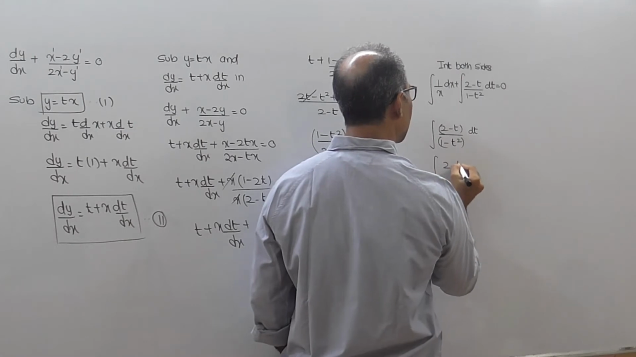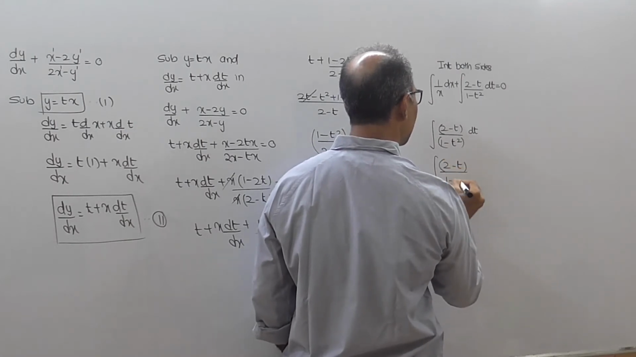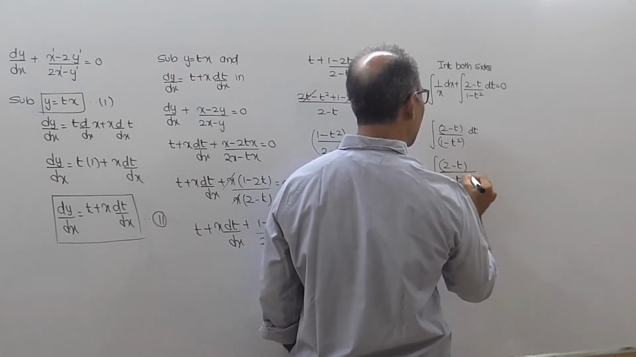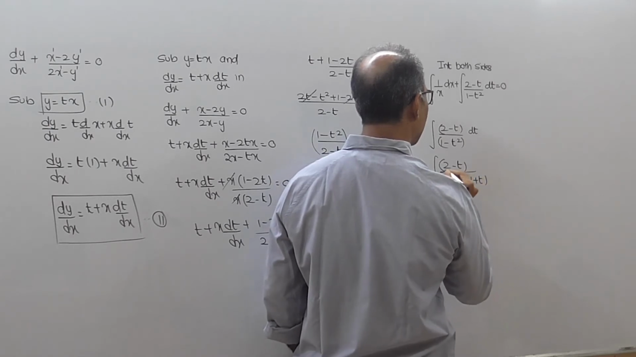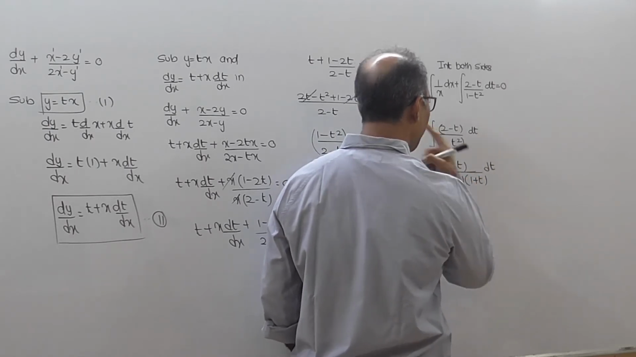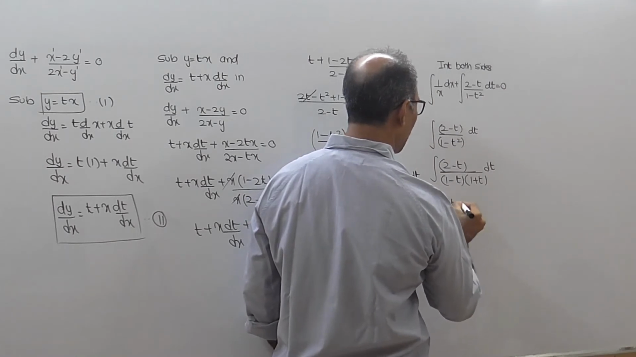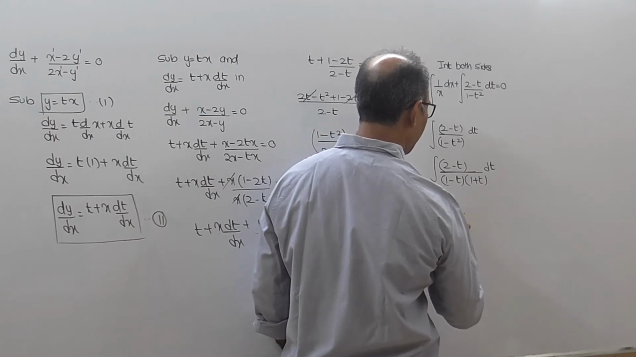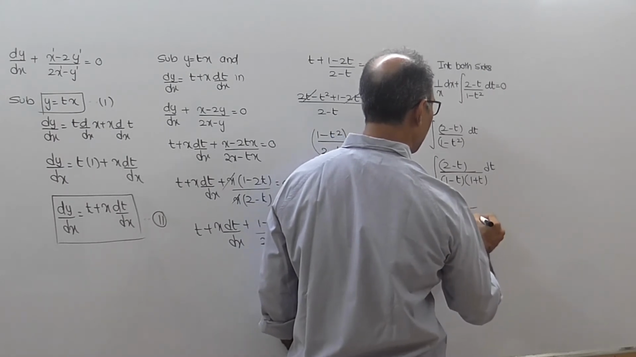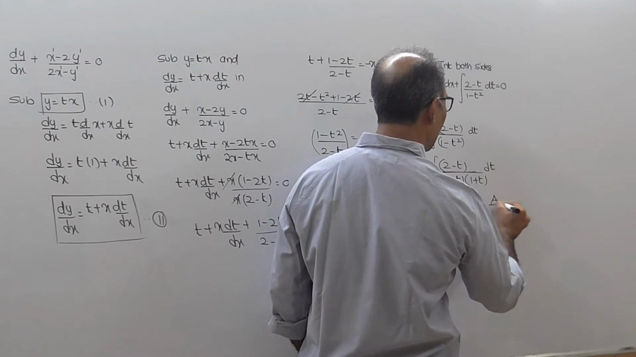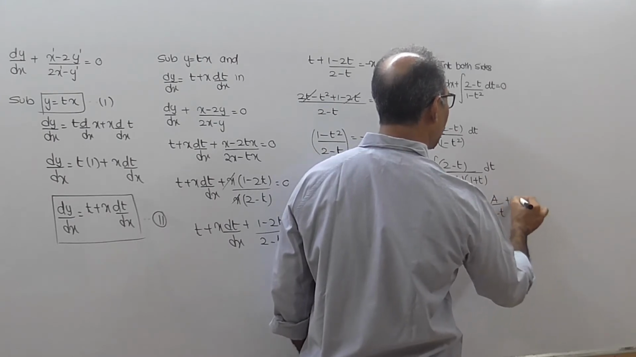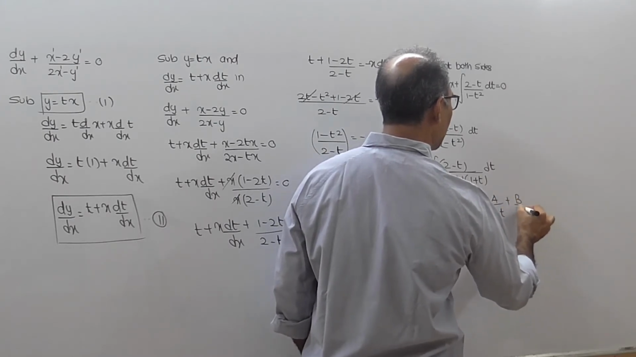So this I'll write as 2 minus t upon, 1 minus t square is (1 minus t) into (1 plus t) dt. So what is partial fraction? (2 minus t) upon (1 minus t) into (1 plus t) equal to a upon (1 minus t) plus b upon (1 plus t).